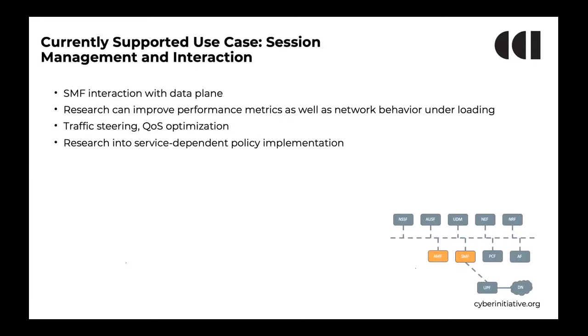The session management function employs NAS signaling to interact with the data plane. The UPF selection function works in concert to enable mobile edge computing by selecting a UPF close to the edge of the network. Configuration and testing of this network function can improve performance metrics as well as network behavior under loading conditions. Traffic steering and quality of service can also be optimized. Service policy implementations can be studied and optimized as well. Next slide.